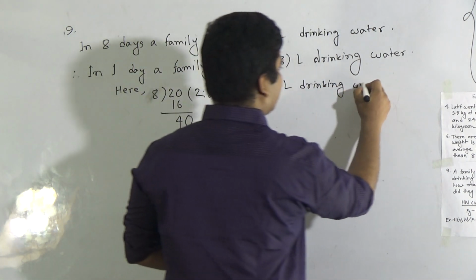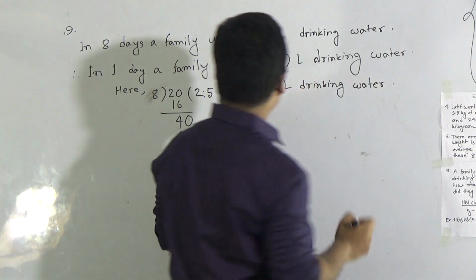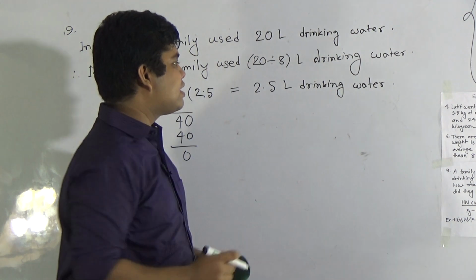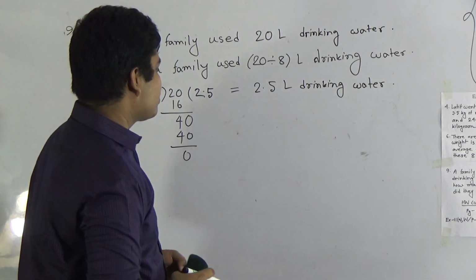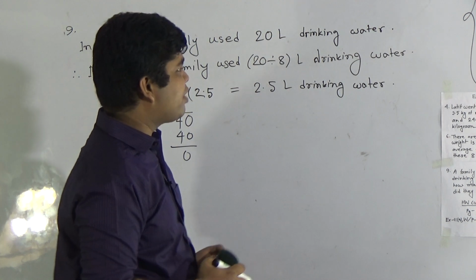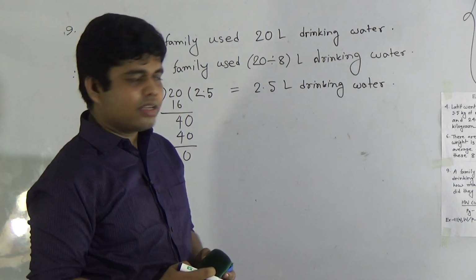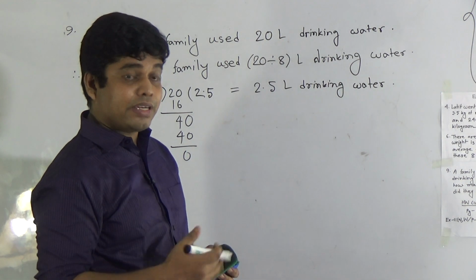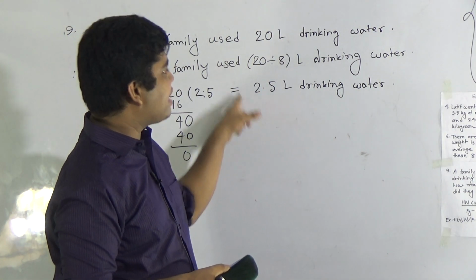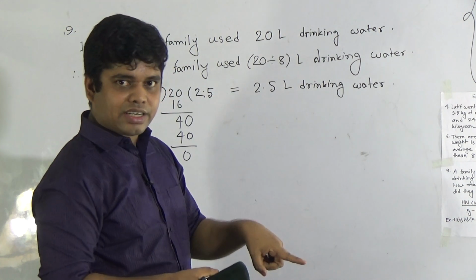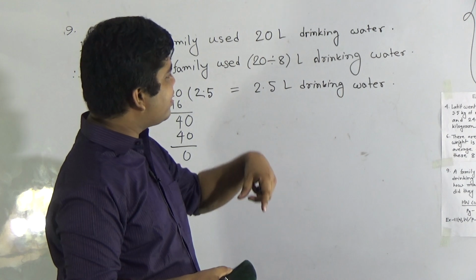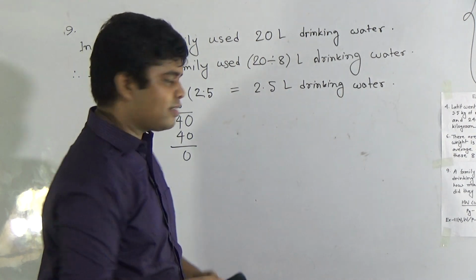But the question asks us to find the answer in deciliter. Okay, have you remembered the chart? Kilo, hecto, deca, meter, liter, gram and deci, centi. So after liter there is one step to go to deciliter. So if we multiply this 2.5 by 10, then we get liter into deciliter unit.